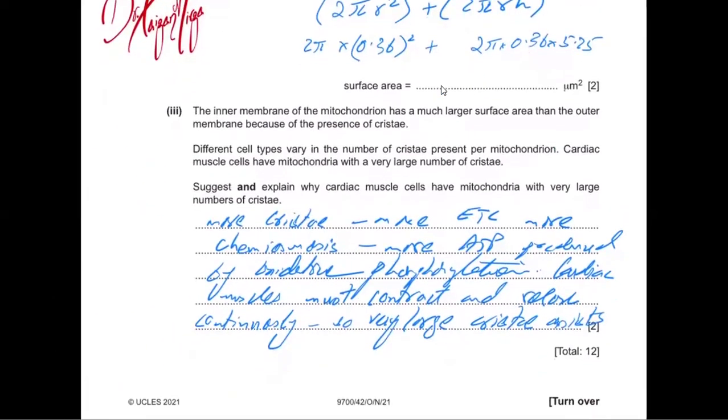Towards the end, they're saying the inner membrane of mitochondria has a much larger surface area than the outer membrane because of the presence of cristae. Different cell types may have varying numbers of cristae in the mitochondria. Cardiac muscle has mitochondria with a very large number of cristae. Suggest and explain why cardiac muscle cells would have these. More cristae would mean more electron transport chain occurring, more chemiosmosis, more ATP being produced, a lot of oxidative phosphorylation occurring. Cardiac muscles need to contract and relax continuously, so a very large number of cristae exists, which will assist the functioning or the physiology of these cardiac muscle cells.